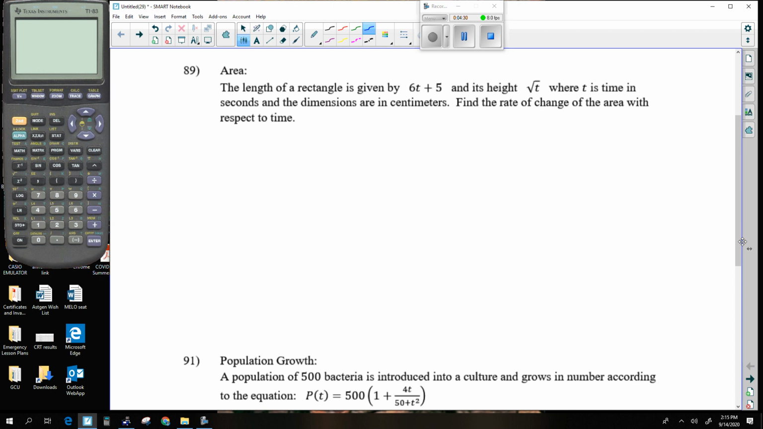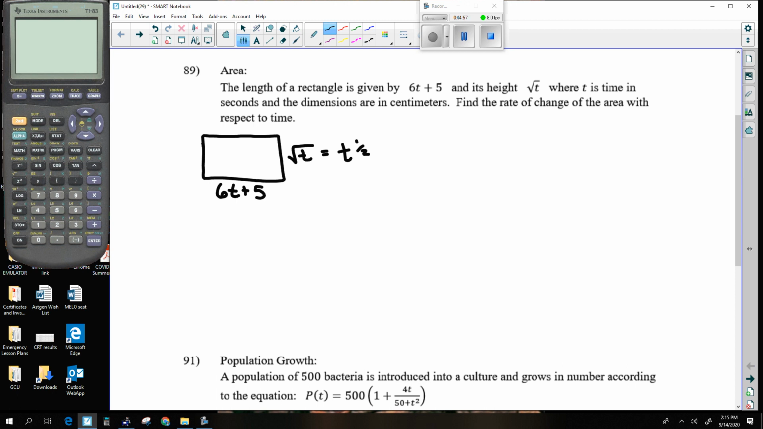The length of a rectangle, I'll just draw a rectangle here, is 6t plus 5. Its height is square root t, or t to the 1/2, where t is time in seconds and the dimensions are in centimeters. Find the rate of change in the area with respect to time.